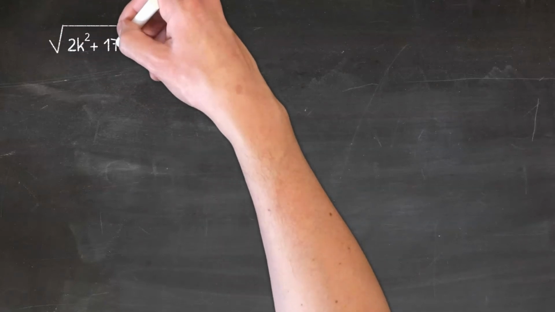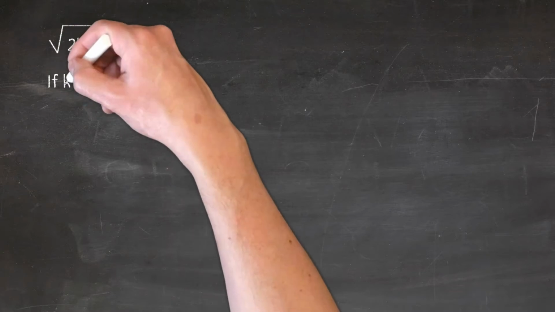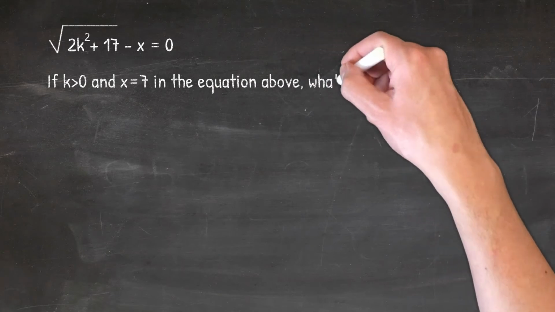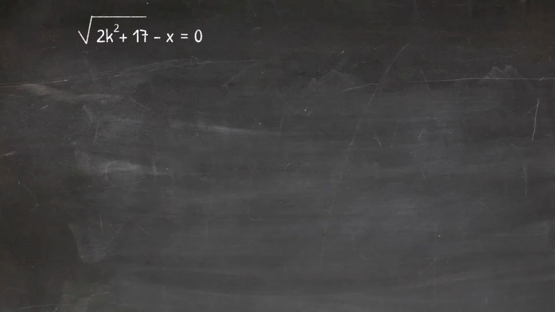Square root of 2k squared plus 17 minus x equals 0. If k is more than 0 and x equals 7 in the equation above, what is the value of k? The most important thing is to stay patient and take it one step at a time.